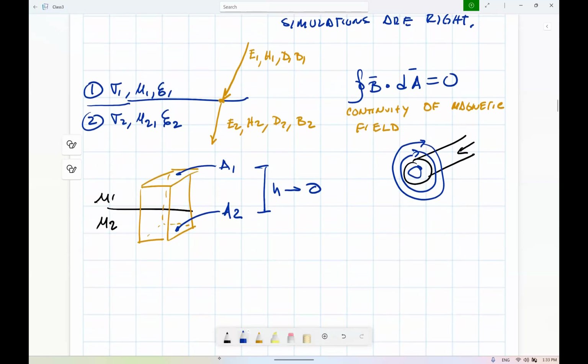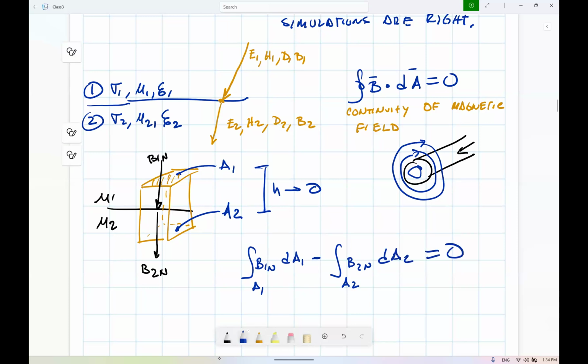I am going to analyze first the normal component. The component that comes in here, B1 normal, and goes out here, B2 normal. The area that I need to integrate is this, right? So I will say the integral over area 1 of B1 normal dA1 minus the integral over area 2 of B2 normal dA2 is equal to 0, right? These are of course the normal components of the field.